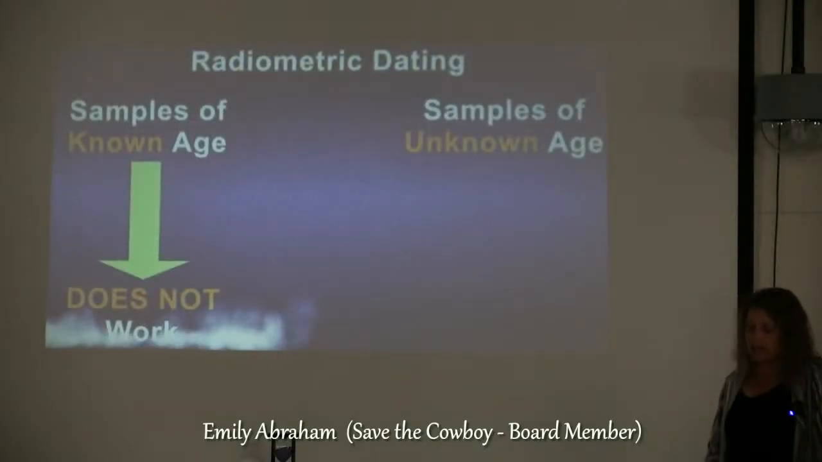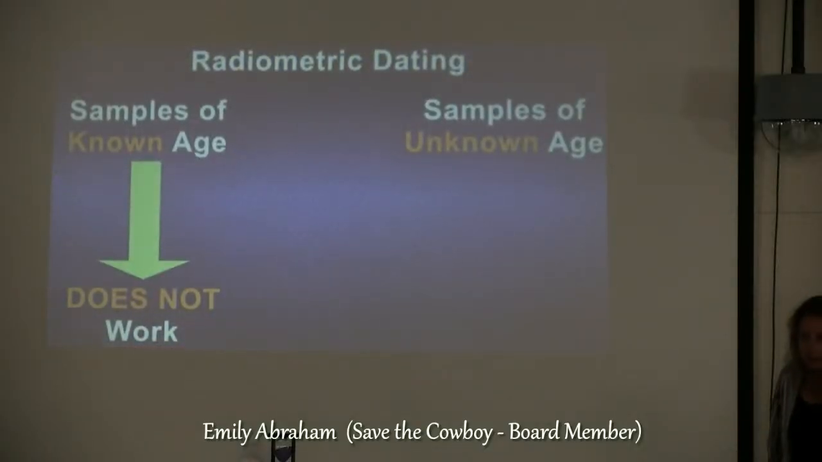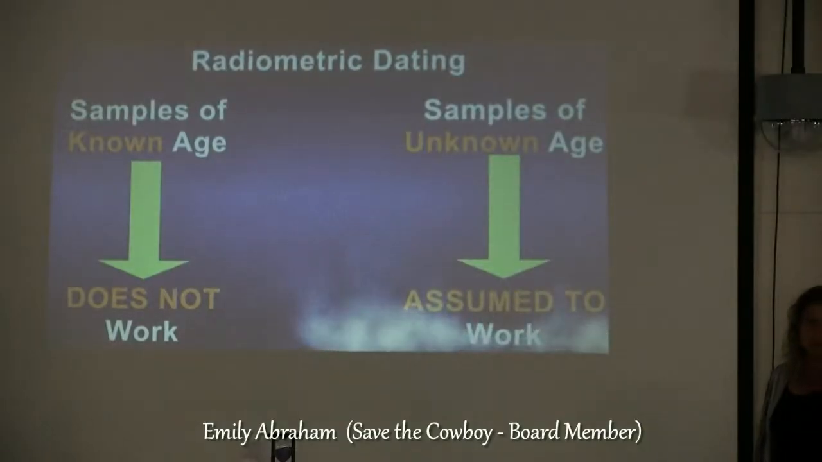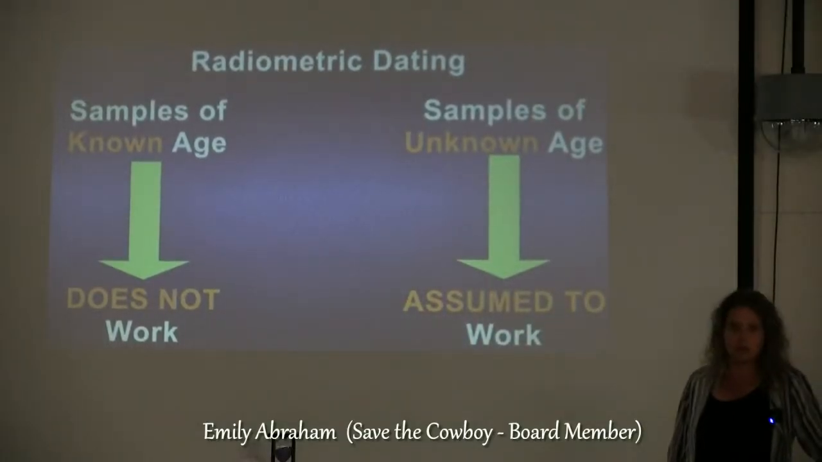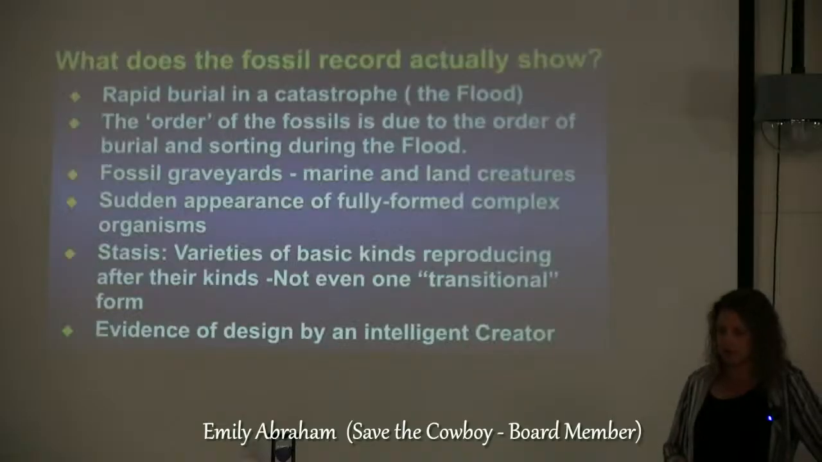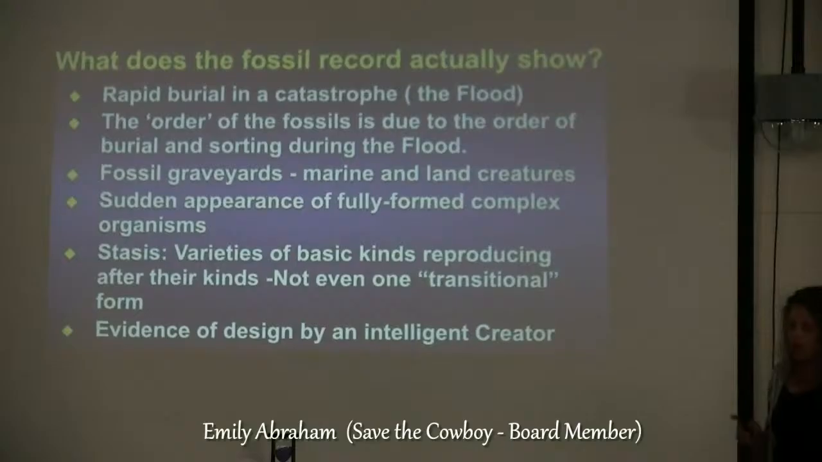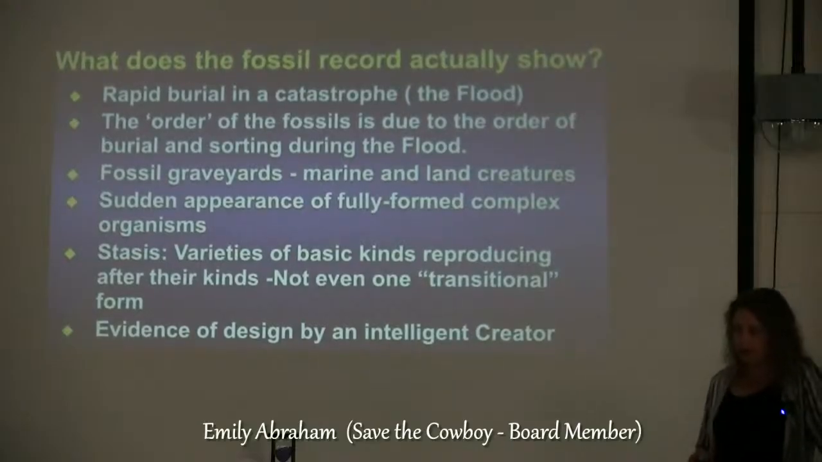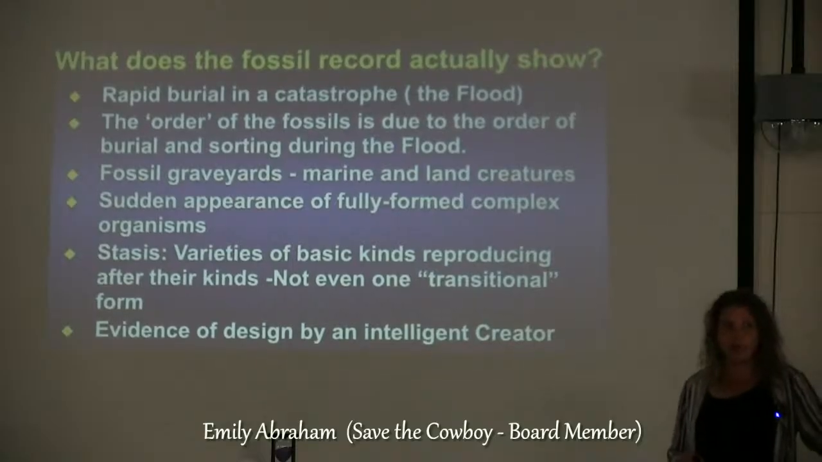Okay, radiometric dating. You know the age of the sample, it doesn't work. So why, when you have a sample of something that you don't know the age of, are you assuming that it works? It doesn't. It does not work. Radiometric dating, we tried to validate it. It doesn't work, okay? So the fossil record shows rapid burial in a catastrophe, okay, as seen from the fossils, the actual fossil record. The order of the fossils is due to the order of the way they were buried and how they were sorted out in the flood.